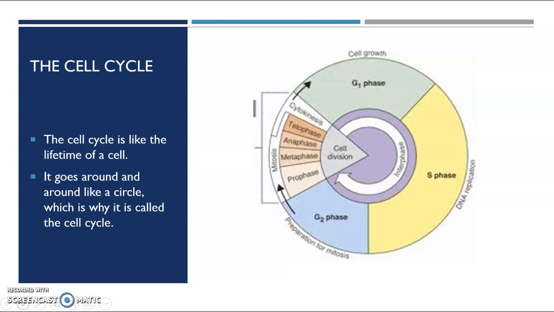So, first up is the cell cycle. This is kind of like the lifetime or the life cycle of the cell. It continues to go around and around without cellular death being considered. Kind of like how we wake up in the morning, do our daily things, go to sleep, and wake back up in the morning to do our things again. The cell works like that.